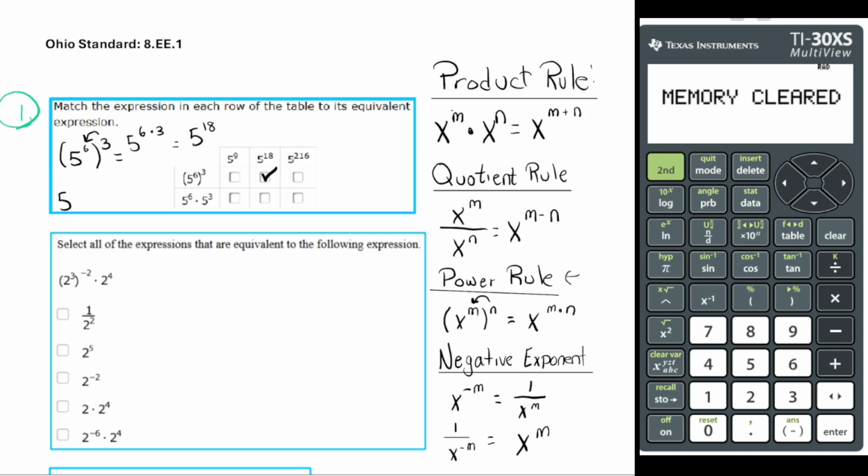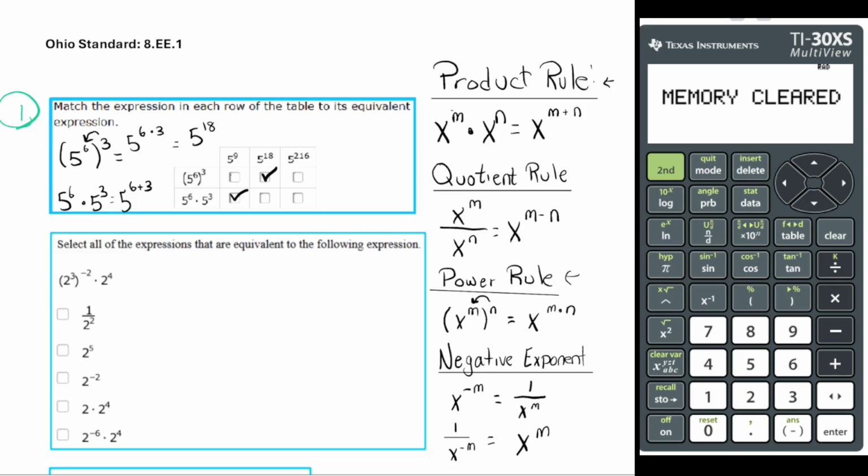Then you have 5 to the 6 times 5 to the 3rd. This is now product rule. So in this case, you're going to add your exponents. So that's 5 to the 6 plus 3 equals 5 to the 9.